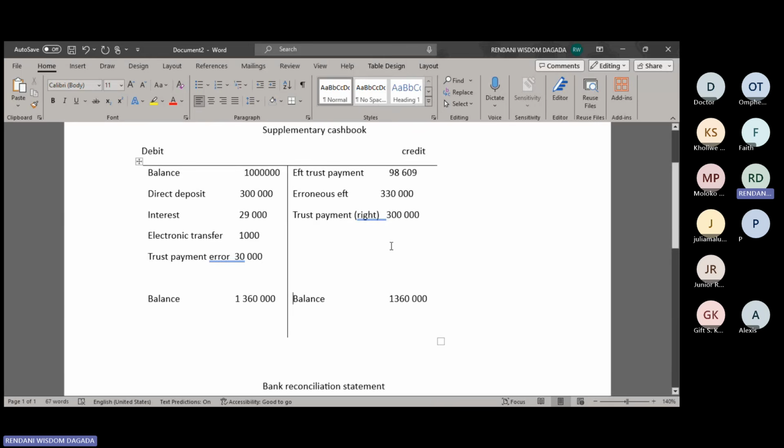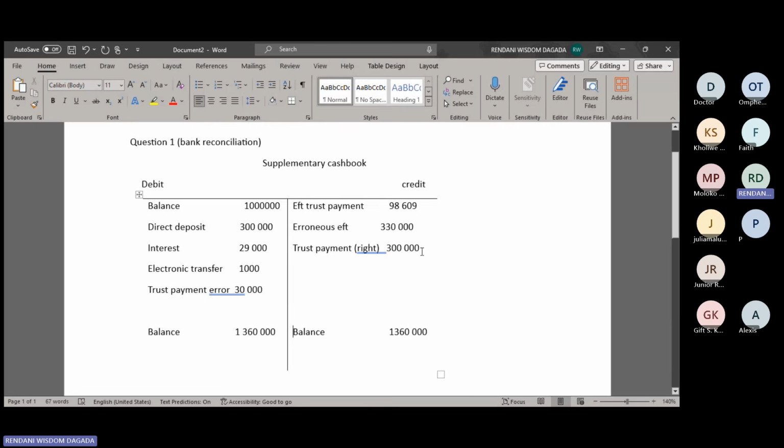Now, when you look at this supplementary cash book, you know that these amounts do not equal 1.3 million. They don't. So what you need to do from there is take the balance, 1.6 million, minus all the amounts that are on the credit side. So the first one is going to be 98,609 minus again 330,000 minus again 300,000. That is going to give you a total of 631,391.